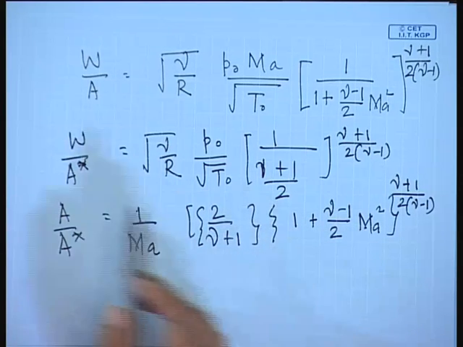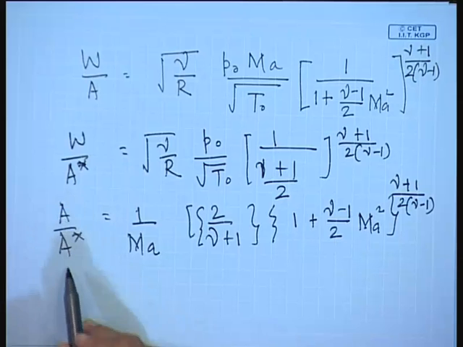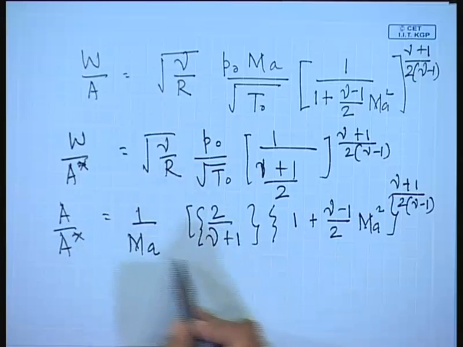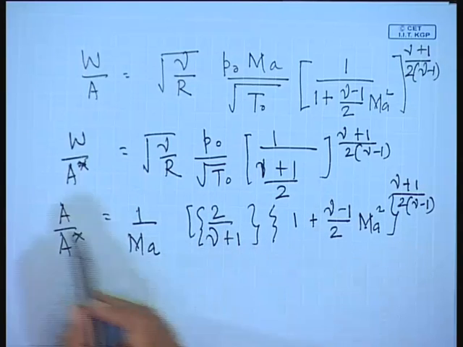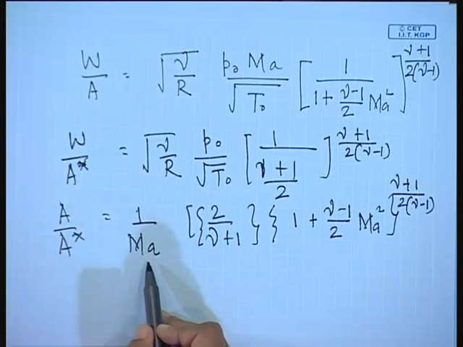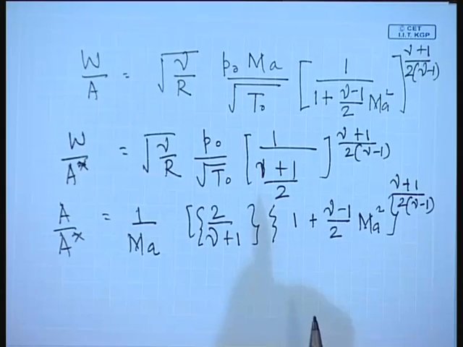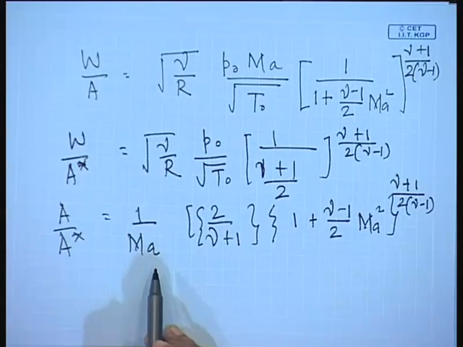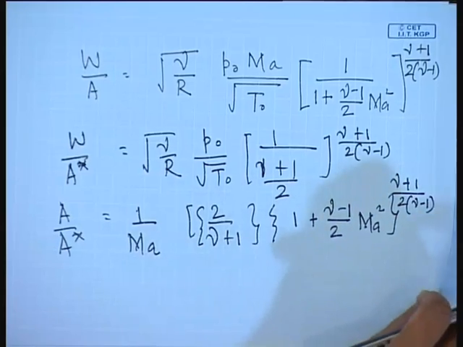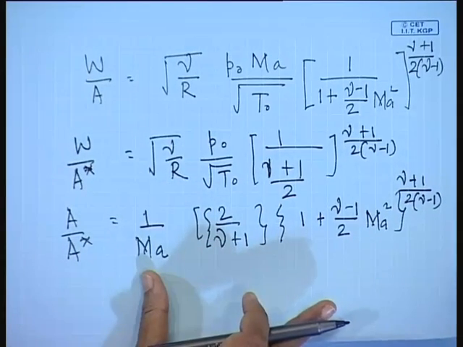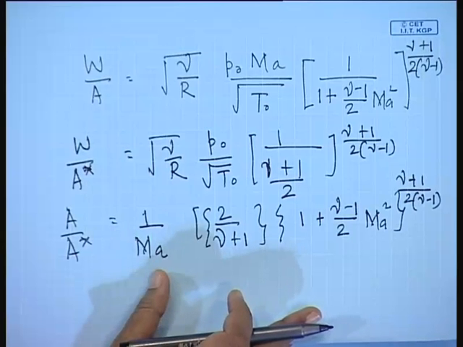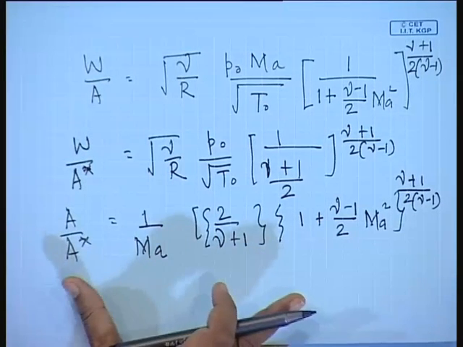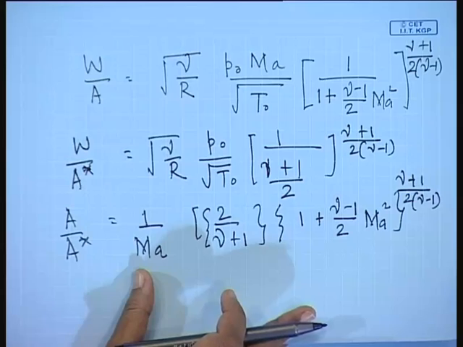So, we find that A by A star, that means area divided by the choked flow area, can be obtained from an expression. Again we find that A by A star is a function of Mach number only. Gamma is a constant, for a diatomic gas it is 1.4, and so on. Since it is a function only of Mach number, we can represent graphically the variation of A by A star with Mach number.